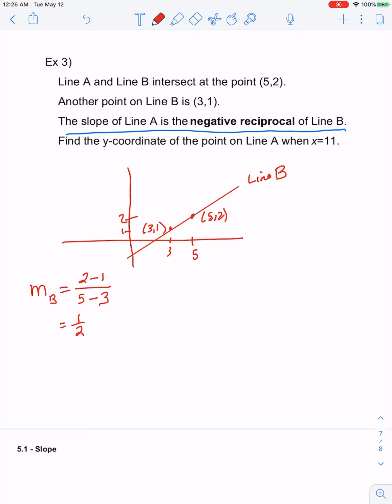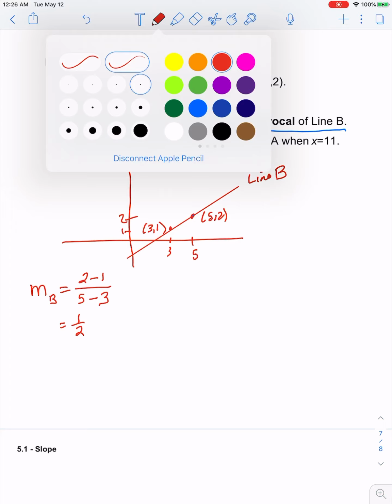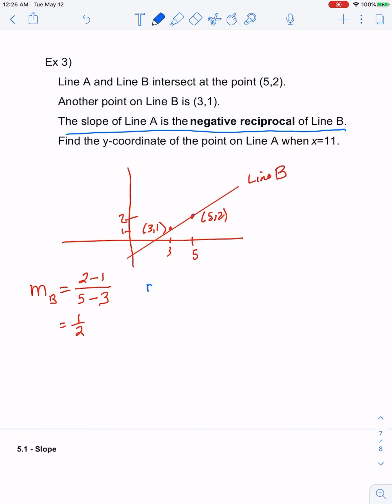So that means that the slope of line A is the negative reciprocal of that. So the negative of that, so that'll be a negative, and reciprocal means flip it over. So that would be the negative of 2 over 1. It's like flipping when you do division of fractions. Okay, so that's the slope: -2 over 1, which is the same as -2. I'm probably going to leave it as -2 over 1.